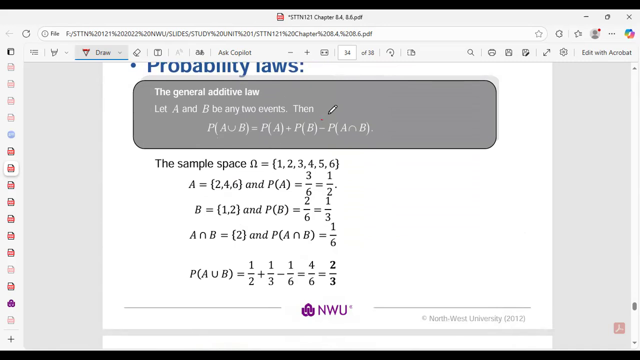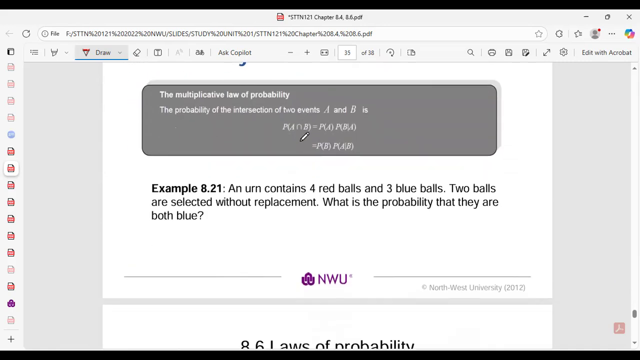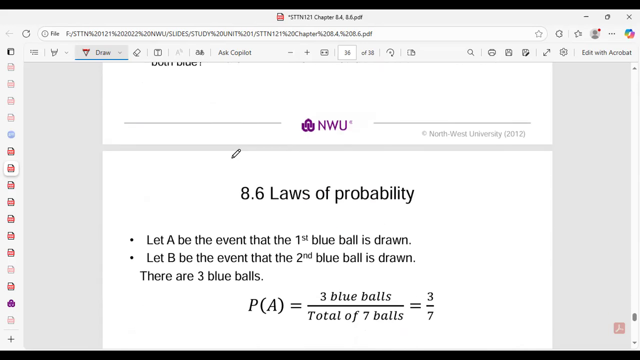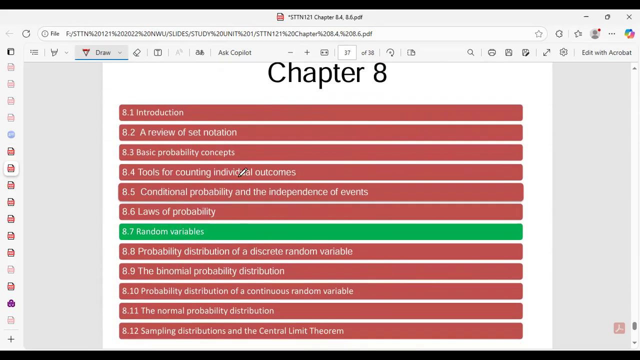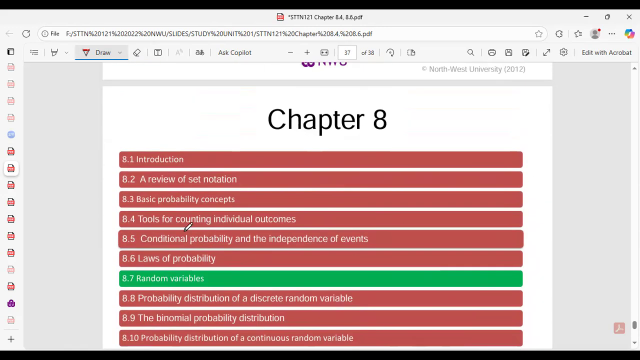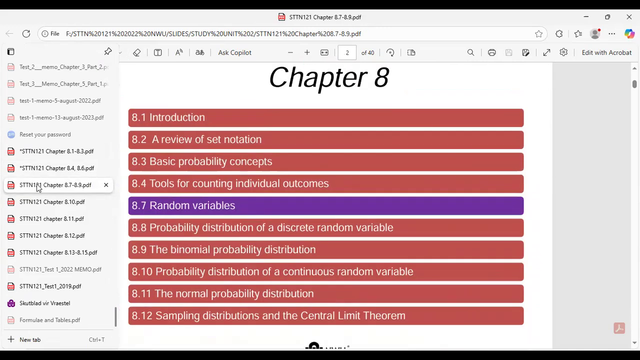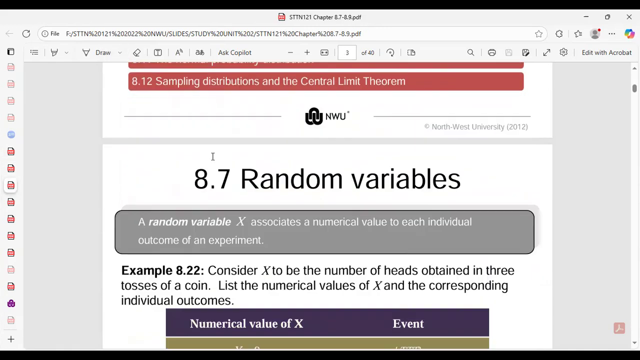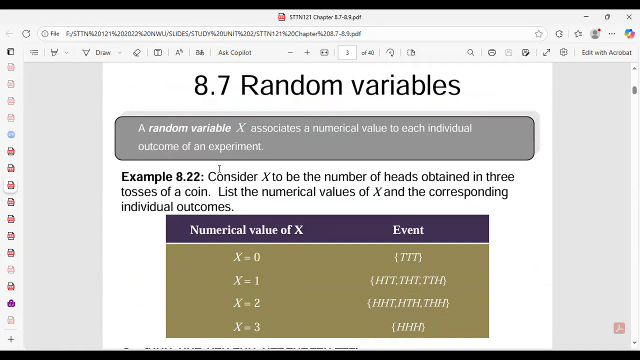And then this is the same formula. I think I did this one. What's the other one? This one is the formula for the intersection. The probability of A and B is equal to the probability of A multiplied by the probability of B. You can also use that formula for the intersection. Let's see. Then I think we'll move to the random variables, then after that we do the questions. So this is the random variables.